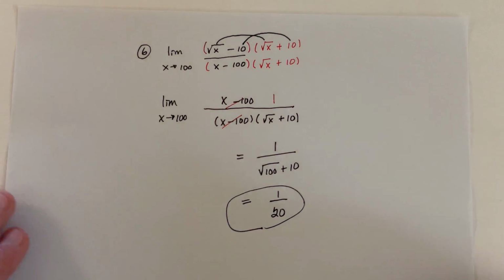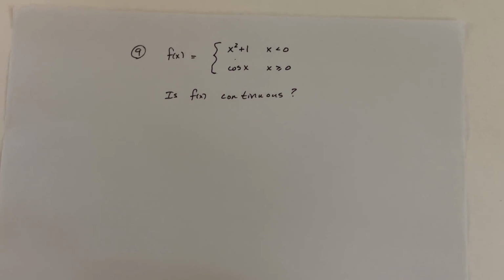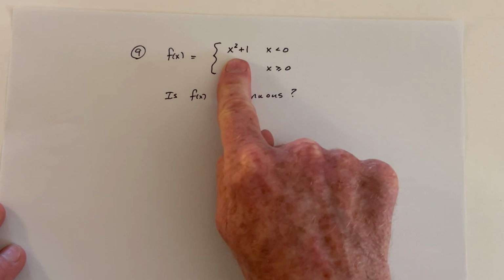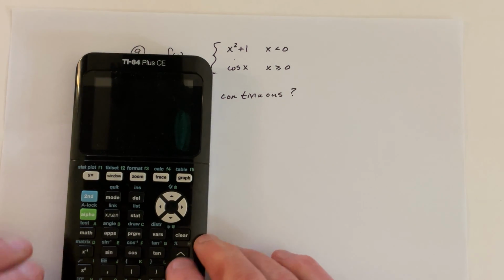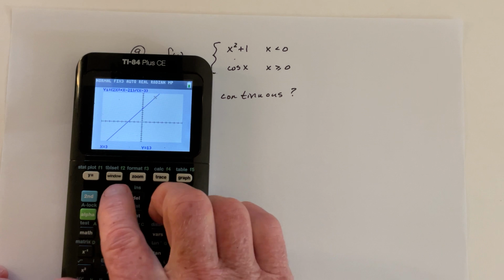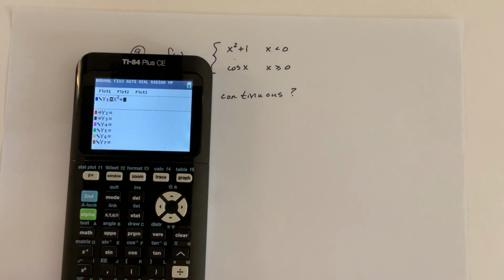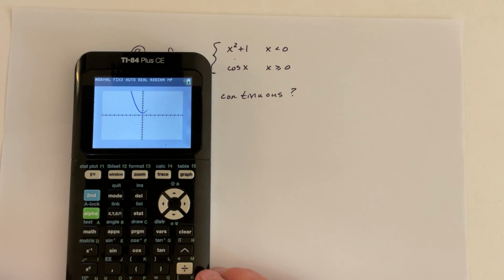And one last one for this little video right here. And that is, is this function continuous? So this is similar to number 9 on the problem set. So this is saying for the left side of the graph, use this, which is a parabola. So hopefully you've seen the x squared function before. If not, you can graph x squared plus 1 and then see that it's a parabola.